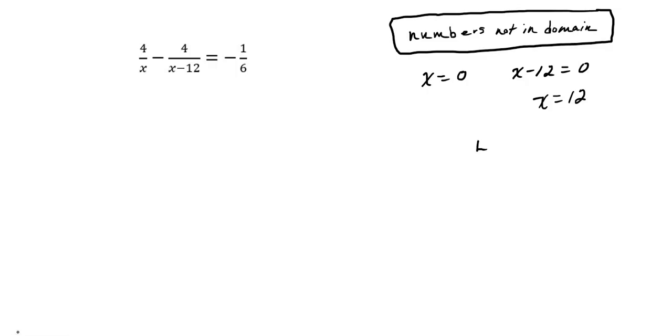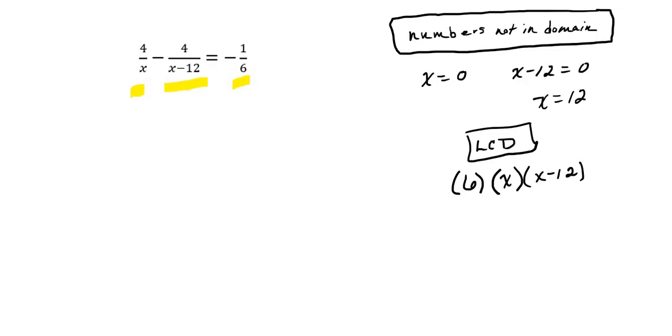The next thing that I need to do is to find my least common denominator. Looking at the first fraction, this is going to indicate that I need a factor of x in my denominator. My second fraction of x minus 12 is going to indicate I need x minus 12 as a factor. And then I also need 6 as a factor. So there's my least common denominator. I'm going to multiply all three terms by that least common denominator.